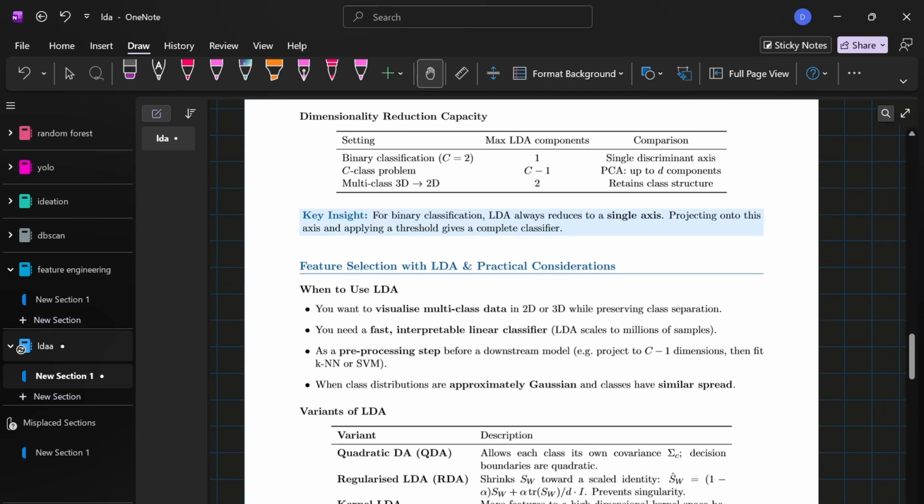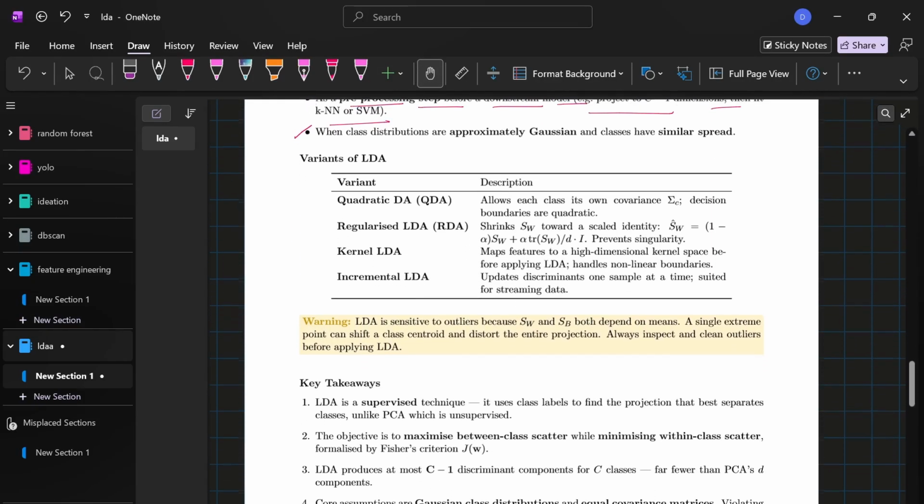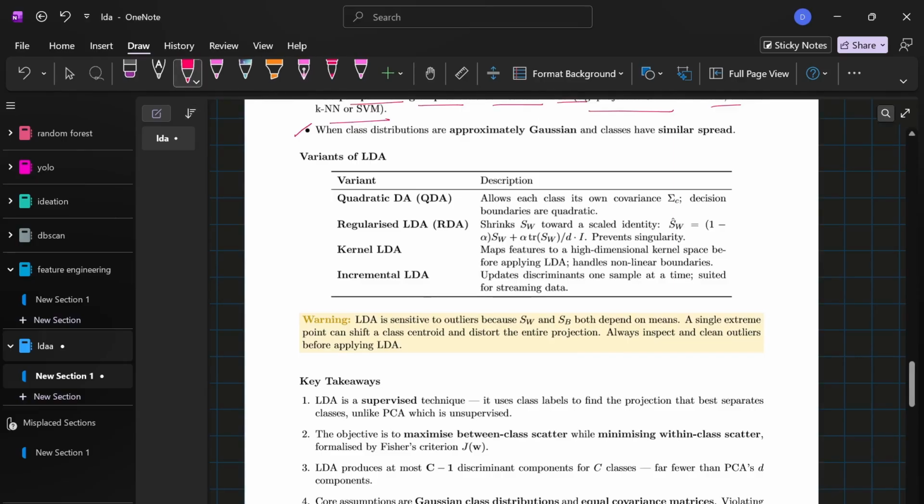So moving forward towards some scenarios, when should you actually use LDA? A few scenarios. First, when you want to visualize multiclass data in 2D or 3D while preserving the structure, then you can use this. PCA might keep variation but lose some of the class separation. LDA keeps the separation as it is. Second, when you want a fast, interpretable linear classification that scales to millions of samples. Third, as a pre-processing step before a downstream model like KNN or SVM. You can project your data to C minus 1 dimensions first and then run a classifier on it. It will be faster and often more accurate.